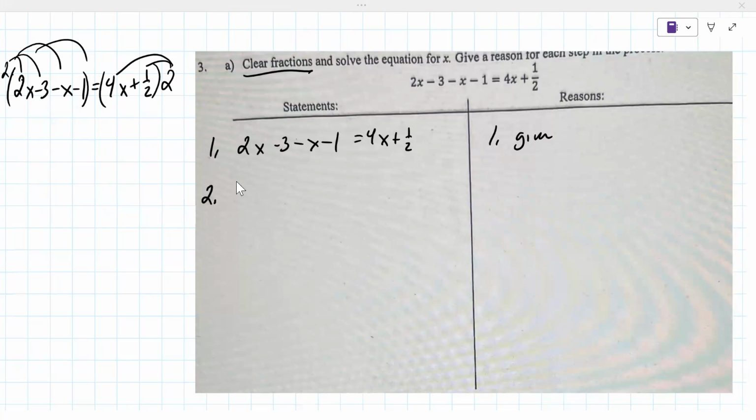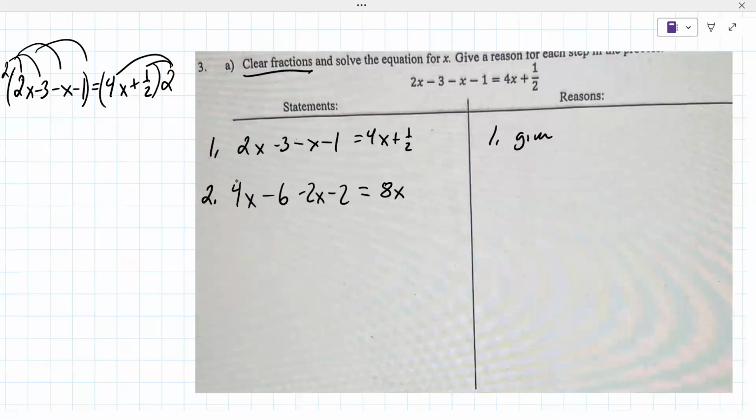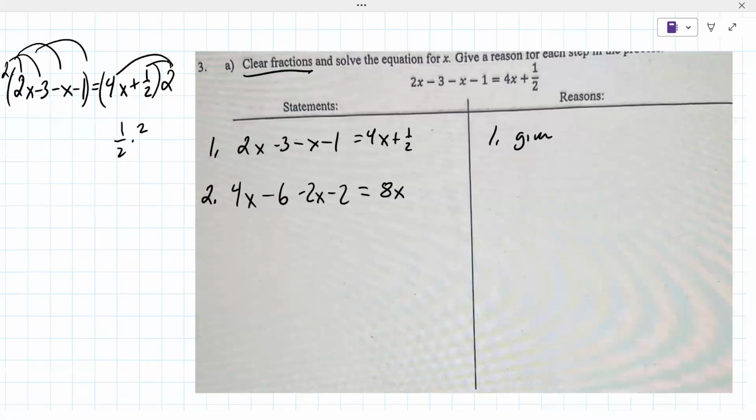4x minus 6 minus 2x minus 2 equals 8x plus 2. So the last one is not correct. 1/2 times 2 is, you just did a bunch of these. That's 1/2 times 2/1. What does that become? 1. Plus 1. Oh yeah, plus 1. So what you did is you multiply both sides by 2. So you would say multiplication property of equality. So it's basically whatever you did, property of equality.